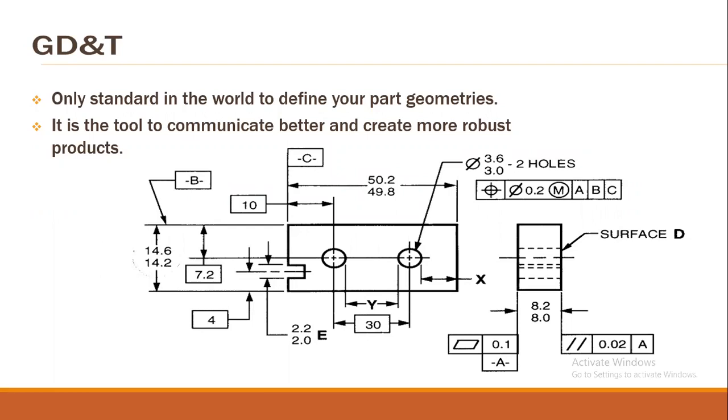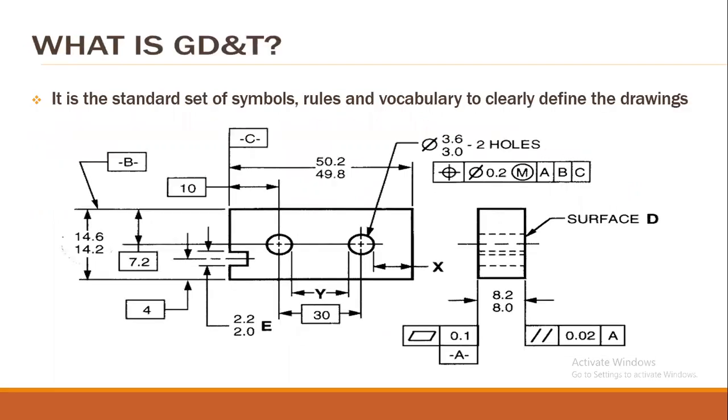It is the standard in the world to define your part geometries. Second, it is a tool to communicate better and create more robust products. So what is GD&T? It is a standard set of symbols, rules, and vocabulary to clearly define the drawings. Just as in grammar we have some rules, in GD&T we also have some rules.